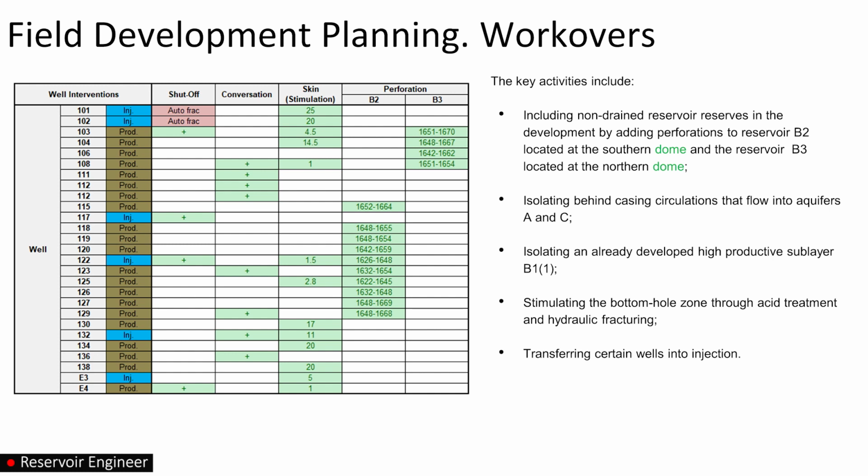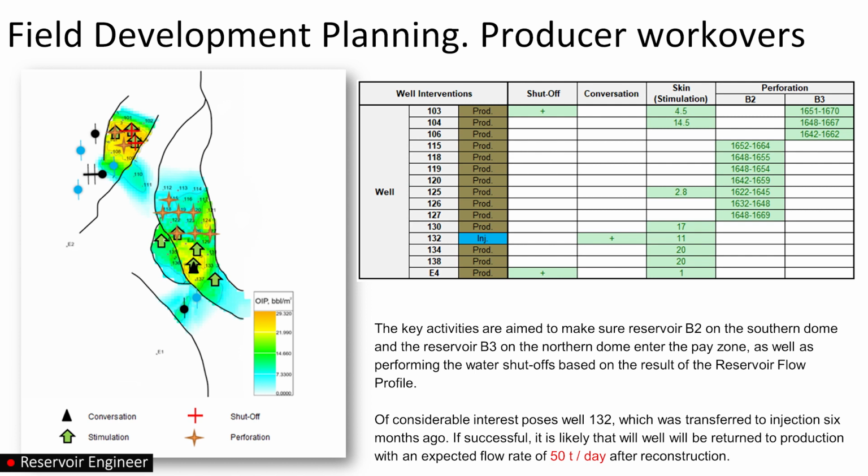I also propose to put into the development formation B3 at the northern entrance. I have many doubts about the current oil saturation. Most likely, the inflow there will be mostly water. Also, we already have some results on the behind casing circulation, and we can already conduct water-gas shutoffs on these wells. Furthermore, if we only consider producer wells, on the screen, you can currently see the specific activities for it.